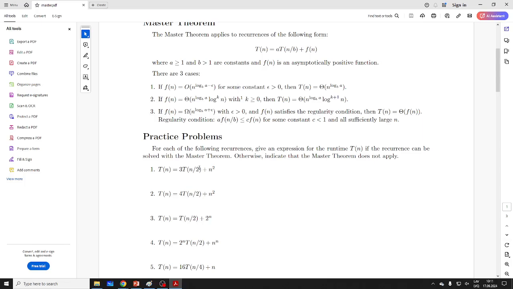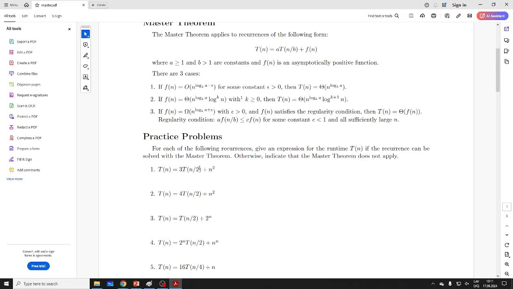Who has an idea? Which case is it? Case 3. Yes, it's case 3, exactly. Because the epsilon is over 0, right? That basically means this part here is less than this part here. So this part here is less than 2, from here.